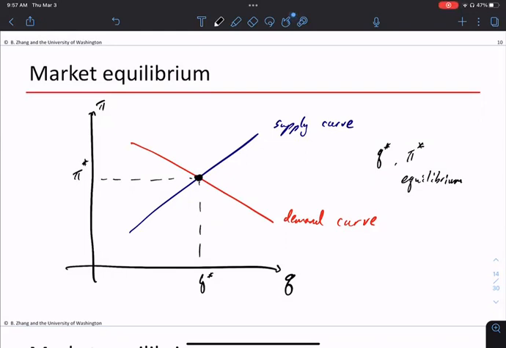Questions about this equilibrium? Okay, equilibrium. In practice, of course, the market is infinitely more complicated than this, but this is the assumption we will make for the market.